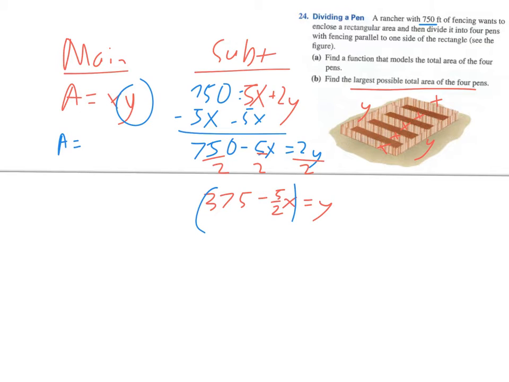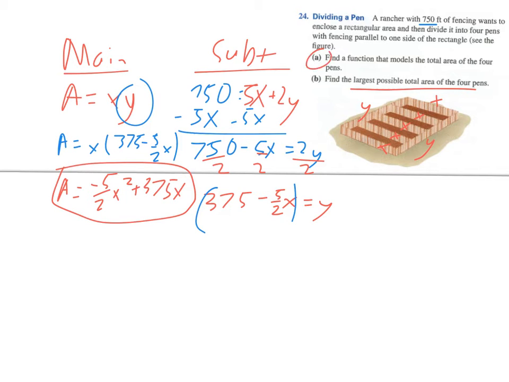So I get area equals, let's see, that would be x times 375 minus 5 over 2x. And then I would go ahead and distribute that and rearrange it into standard form. So I got negative 5 over 2x squared plus 375x. All right, so that's really my answer for part A. Just find the function. So now part B, maximize it.